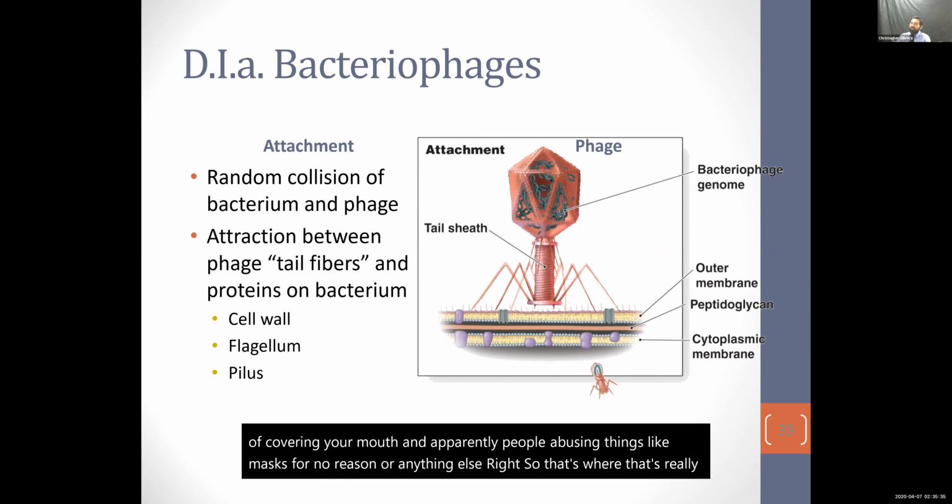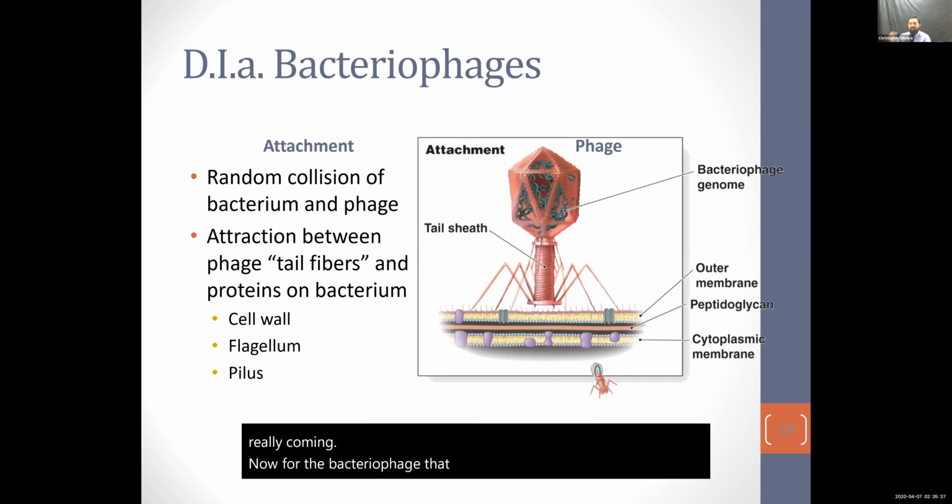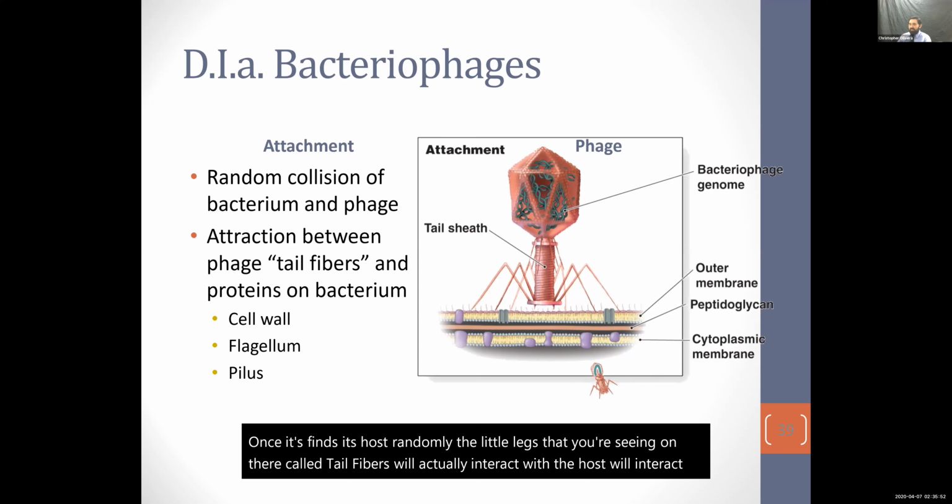Now, for the bacteriophage that you're seeing over here, this is a virus that, again, infects bacteria only, right? Once it finds its host randomly, those little legs that you're seeing over there called tail fibers will actually interact with the membrane and envelope of the bacterium, and then eventually it will actually inject its genetic material, its DNA or possibly RNA, into the actual host, right?